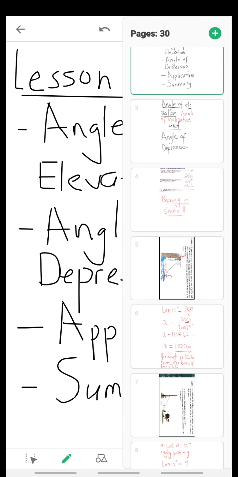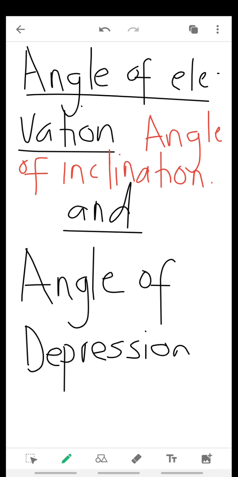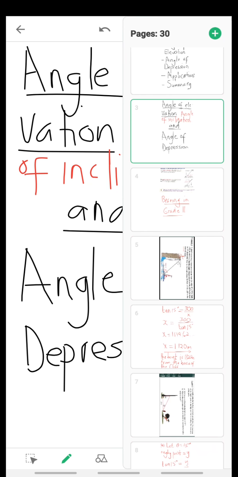Right. So, what is the angle of elevation? Okay, and what is the angle of depression? So, first of all, angle of elevation is sometimes called the angle of inclination. Okay, so in your test or your exams, if we do not use angle of elevation, we may use angle of inclination. Okay, so what are these angles of elevation and depression?